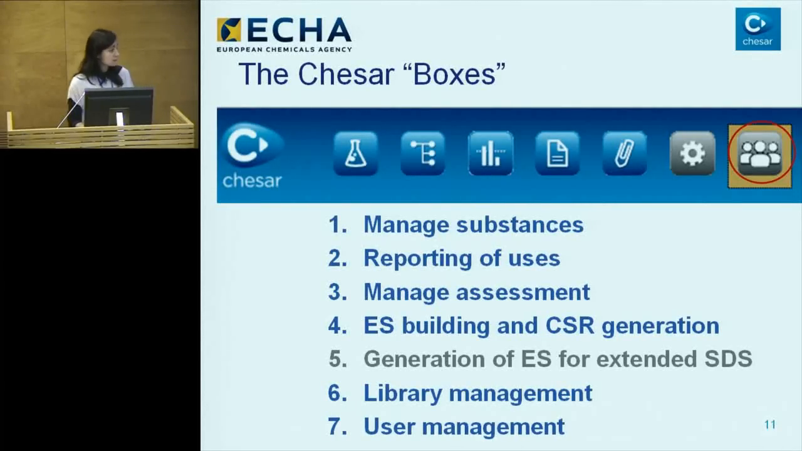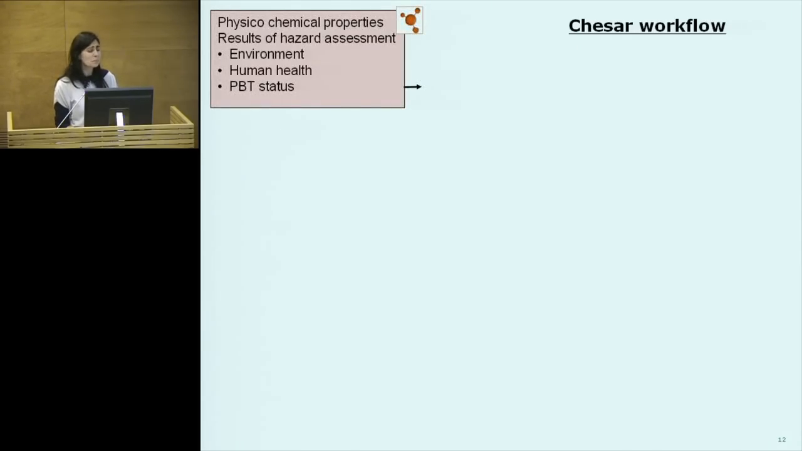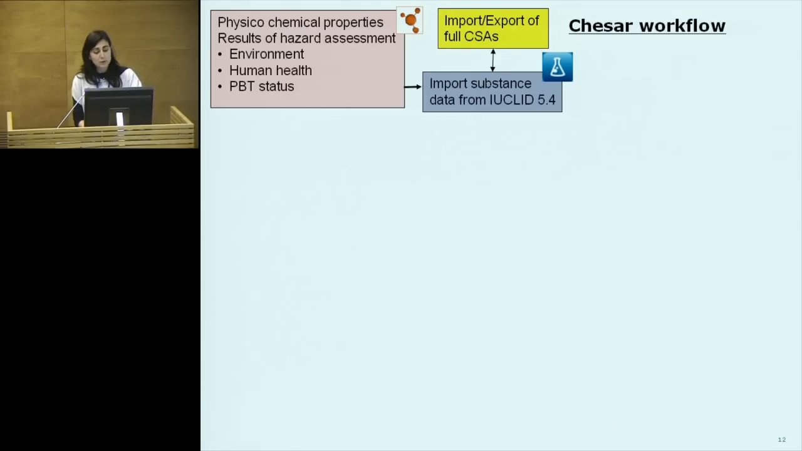So this is the organization of the boxes. Now, the nice slide on the Chesar workflow. We start with the physical chemical properties and the result of hazard assessment from Euclid. So the environment, human health, and the PBT status, which is brand new from Euclid. Everything is imported in Chesar.